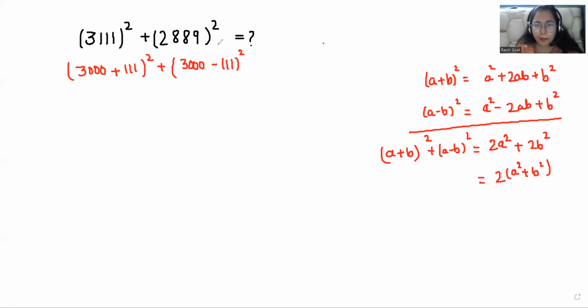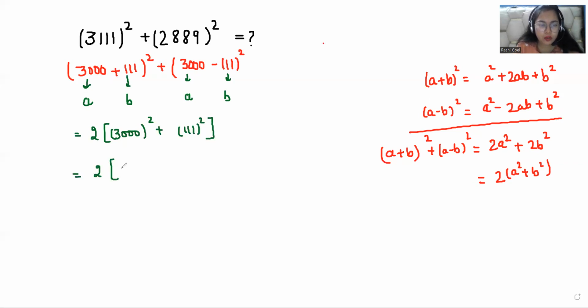So if I compare this, I can take 3000 as A and 111 as B, and similarly 3000 as A and minus 111 as B. So I am going to replace this with twice of (A square plus B square). So 2 times, A is 3000, so 3000 square plus B is 111 square.